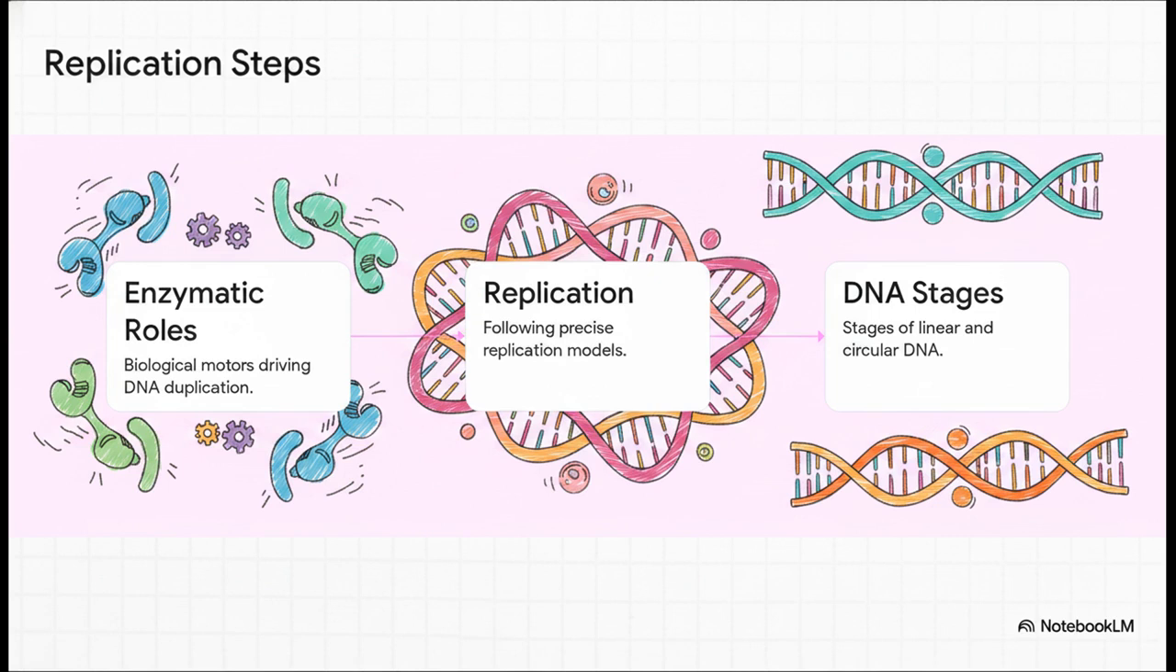Then, it follows highly precise replication models in distinct stages. Plus, as the text notes, this entire process plays out differently depending on whether the DNA molecule is linear, like in our cells, or circular, like you'd find in a lot of bacteria.